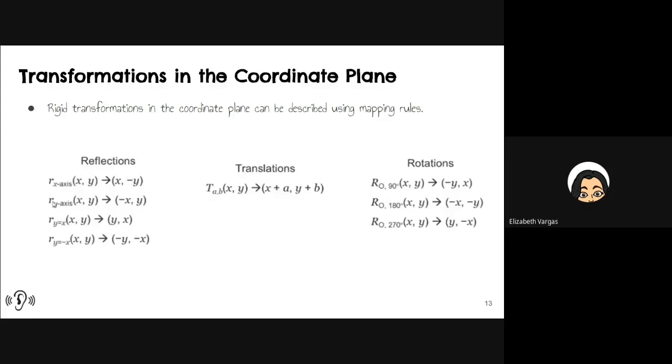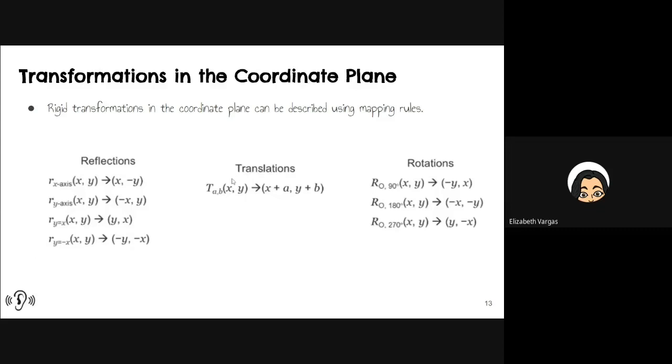If we have a reflection across the y-axis, this is how we'd alter those original x coordinates. If we have a reflection across y equals x, this is how we would alter those original x coordinates. And if we have a reflection over y equals negative x, this is how we would alter those original x coordinates. So these rules tell us how to map our original coordinates to our resulting coordinates after a specific reflection.